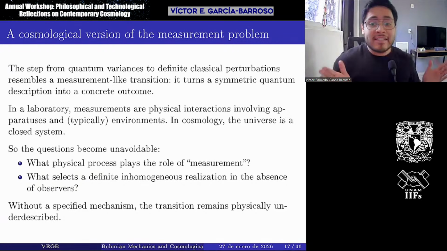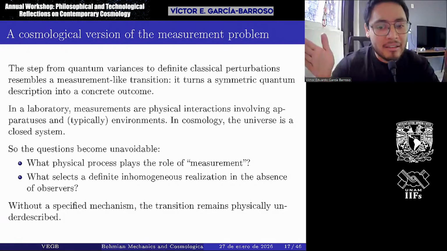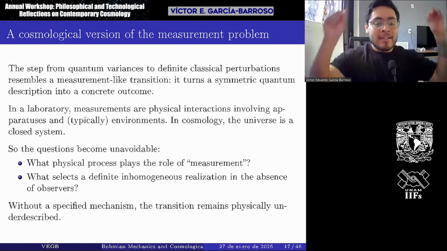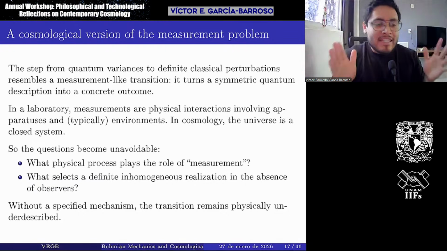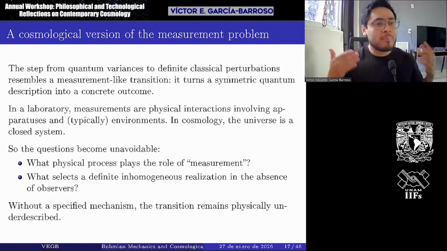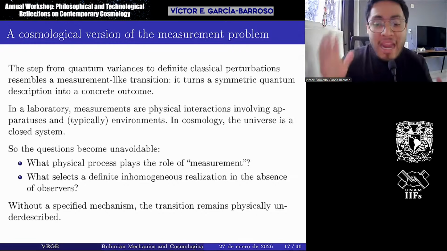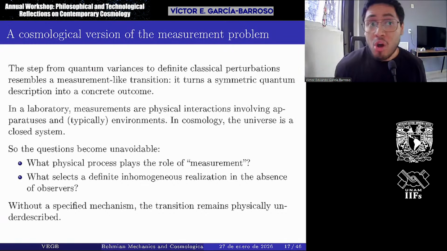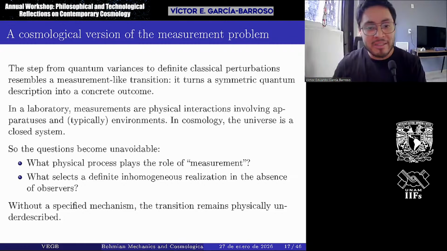Essentially, this is the measurement problem in the foundations of quantum mechanics, but on a cosmic scale. In the lab, we say a collapse happens because we make a measurement. But here, the universe is a closed system. So what plays the role of measurement? What selects a specific shape of the universe if there are no observers? Without an answer, the transition from the quantum to the classical regime is unexplained.